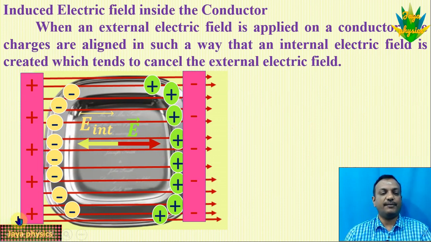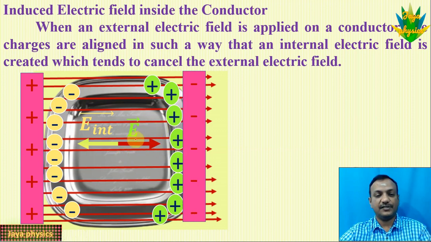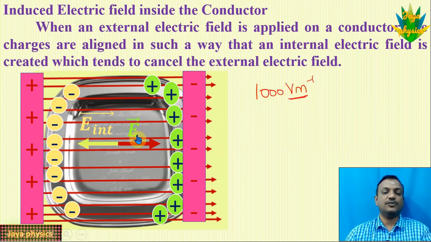Listen children, I am going to have a positive plate and a negative plate. What happens? There is an electric field, capital E. Example: this electric field is existing. I will assume the value as 1000 volt meter power minus 1. The unit of electric field is volt meter power minus 1. So this value is 1000 volt meter power minus 1.